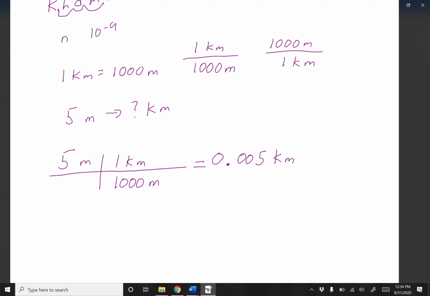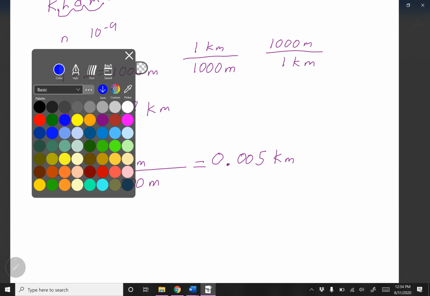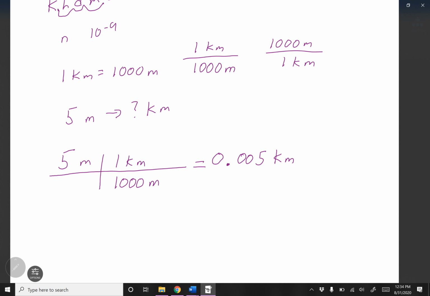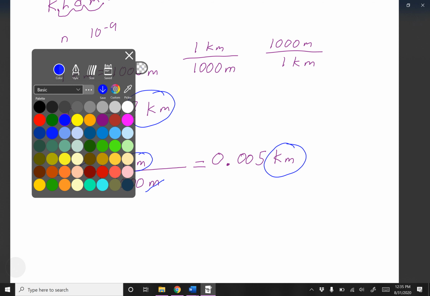And if we weren't sure what unit, or if we wanted to double check that we had done it correctly, we can actually cancel out our units. Anything on the top and the bottom that's the same will cancel out. So meters will cancel with meters, and we're left with kilometers, and that's what we were looking for. Okay, so that worked out. And if for some reason our units didn't cancel out properly, then we know we've made a mistake, and we can go back and figure out where that mistake is based on our units.